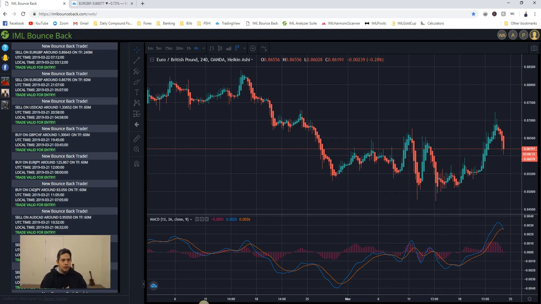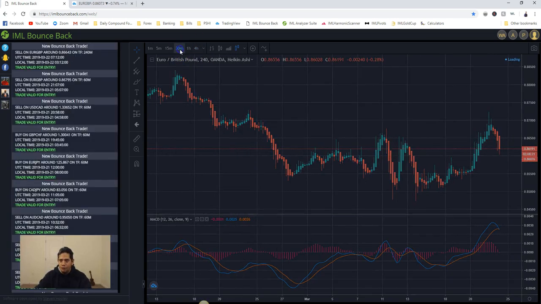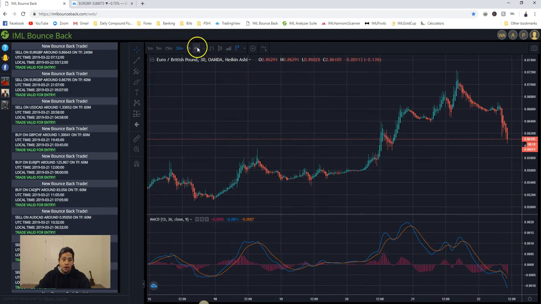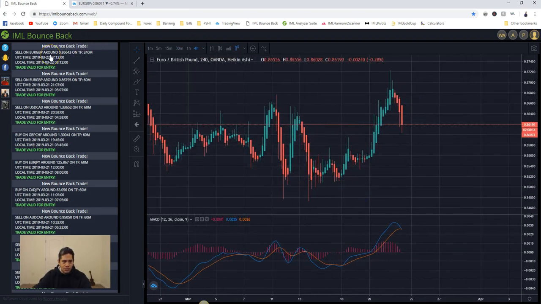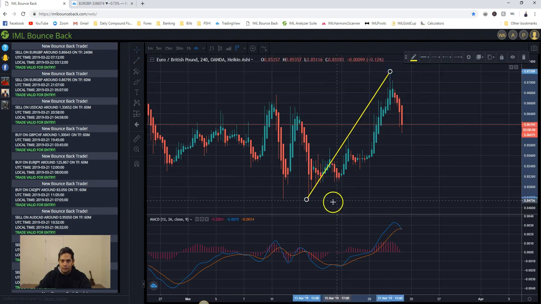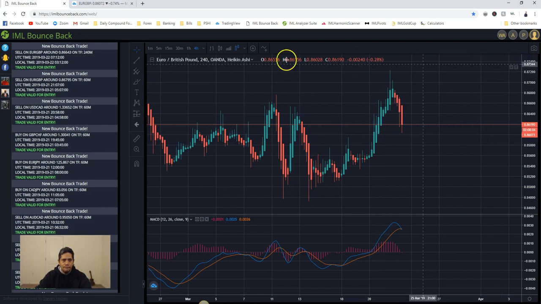So let's break it down the beginner way. Euro GBP called on the 4-hour time frame. Criteria: drop down 2 time frames. The first thing you're going to do, because you're looking for a sell, is that the market has to be in a buy. You can see it's going up. Criteria met. That's the first criteria.